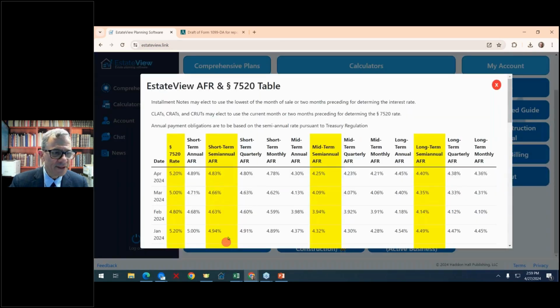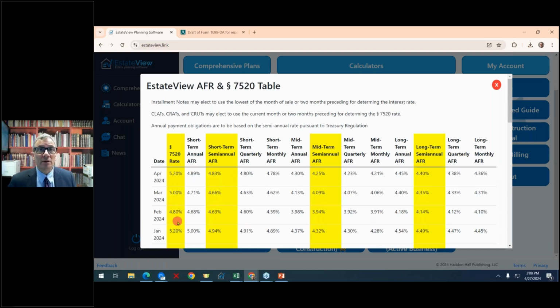bottom left. And in yellow, this tells me that for April 2024, the Section 7520 rate, which is what we use for certain planning vehicle calculations, is 5.2%. In March, it was 5%. In February, it was 4.8%.